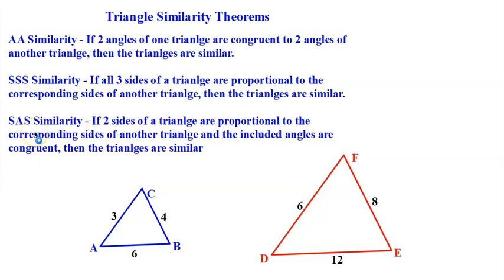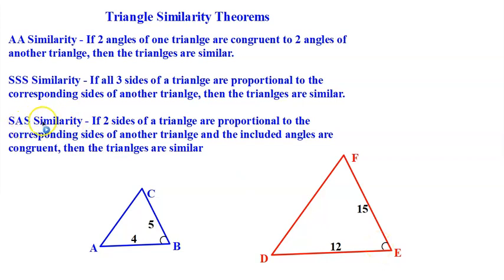And the last one, if two sides of a triangle are proportional to the corresponding sides of another triangle, and the included angles are congruent, the triangles are similar. So that would be something like this. So I've got two sides here, 5 and 4, are proportional to their corresponding sides, 15 and 12. Right? See, both are multiplied by 3. And that included angle, the angle in between them, those angles are congruent.